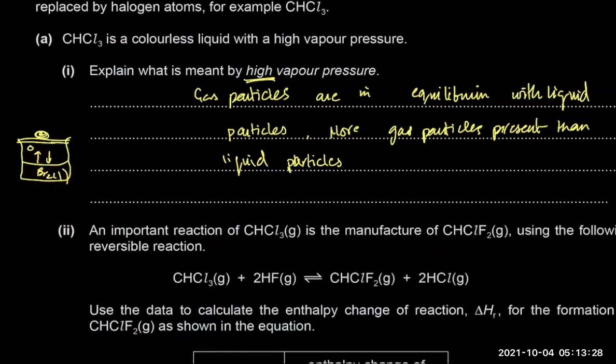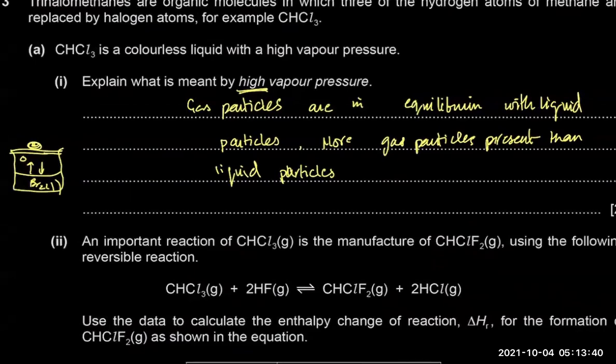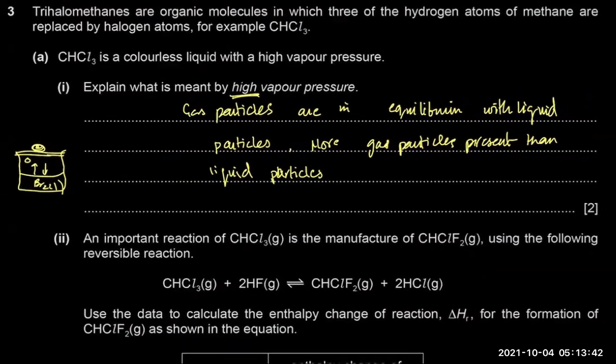For more volatile liquids, there's more gas particles present than liquid particles at this equilibrium, which means that they'll evaporate faster than less volatile liquids. Okay, so more gas particles present than liquid particles at equilibrium. So it converts from liquid to vapor when it is in equilibrium. In equilibrium, liquid to vapor भी हो रहा है, vapor to liquid भी हो रहा है.